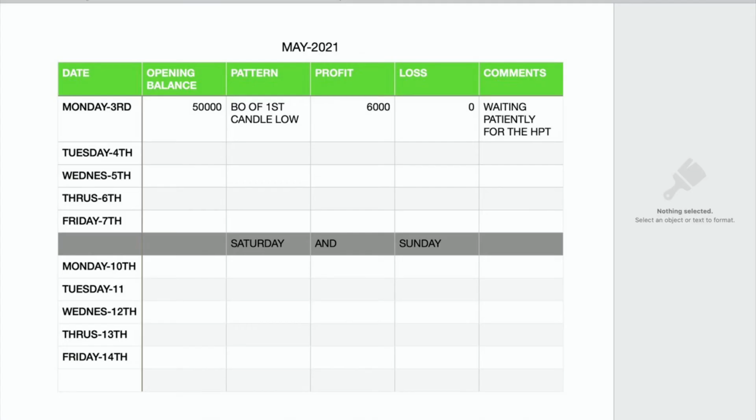So I'll be showing my trading journal of today, May 3rd. My opening balance is 50,000, as I said before, and the pattern or logic which I have used for my trade today is the breakout of the first candle low. So that logic I have used to do my trade today, and the profit I got is 6,000 rupees. I traded 4 lots of Bank Nifty, and I have kept 60 points as a target. So 100 into 60, 6,000 rupees I have got as profit.